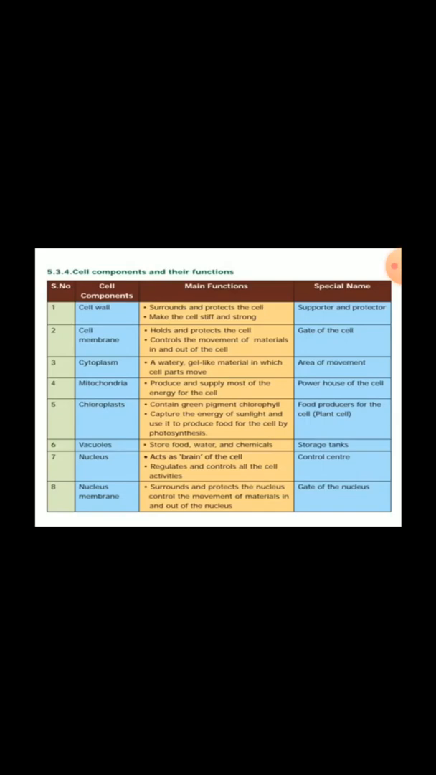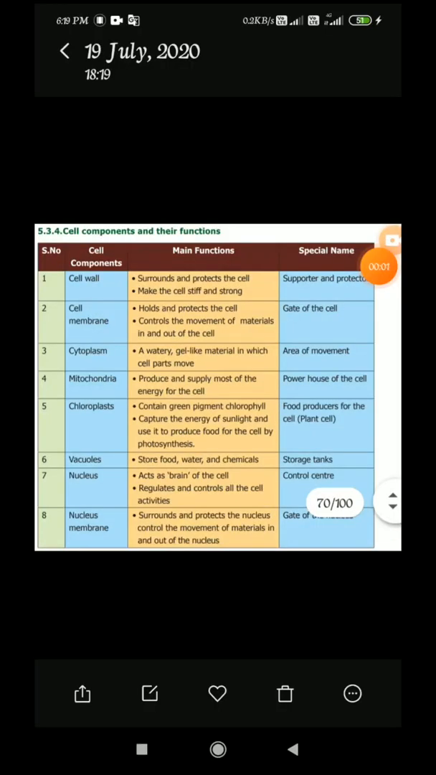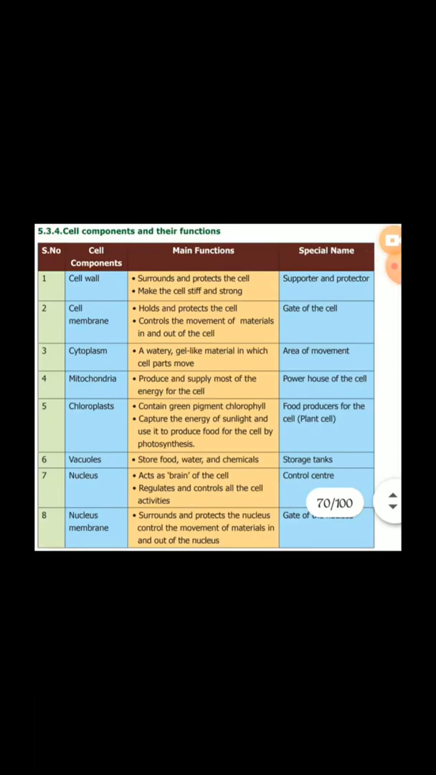Okay, next one is nucleus. Its function is to act as the brain of the cell. It regulates and controls all the cell activities. Its special name is control center. Next, the last one is nucleus membrane. It surrounds and protects the nucleus, and controls the movement of materials in and out of the nucleus. The special name of the nucleus membrane is gate of the nucleus.